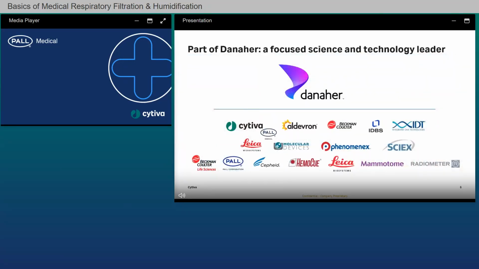Let's jump into a quick overview of where Pall Medical fits into the landscape. Mid of last year, 2023, Cytiva and Pall merged into one company called Cytiva. Cytiva, which now includes Pall Life Science, forms the biotechnology reporting sector for Danaher. We are complemented by the life science and diagnostic businesses, and Pall Medical is a nested opco within Cytiva focusing on medical filtration.